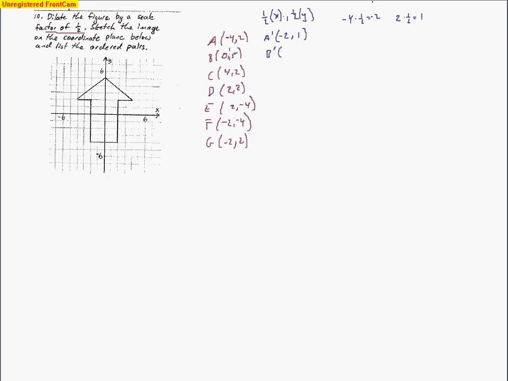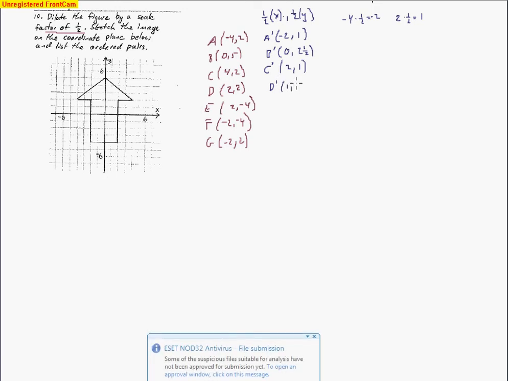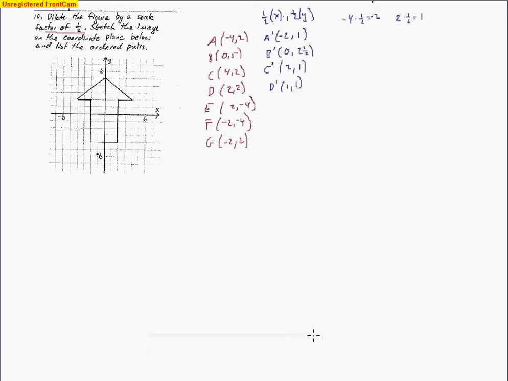So B prime, just taking half of these numbers. Half of 0 is 0, half of 5 gives me a fraction, or a mixed number, 2.5. So C prime, half of 4 is 2, half of 2 is 1. And then D prime, half of 2 is 1, and half of 2 again is 1 as well. And then E prime is going to end up being 1 and -2. So half of 2 is 1, half of -4 is -2. And I'm on to F prime, and that's going to end up being -1, -2. So half of each of these numbers. And then G prime, half of -2 is -1, half of 2 is 1.